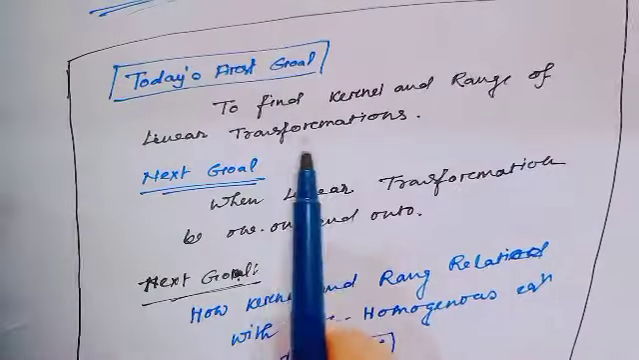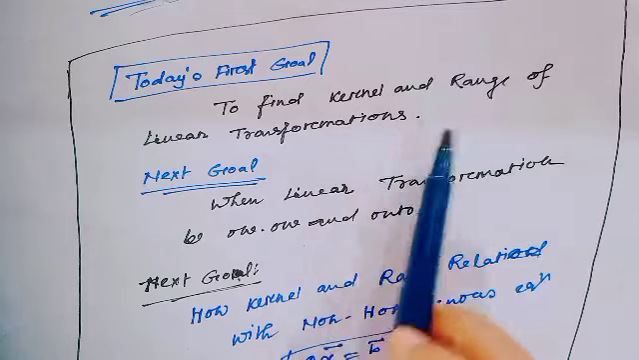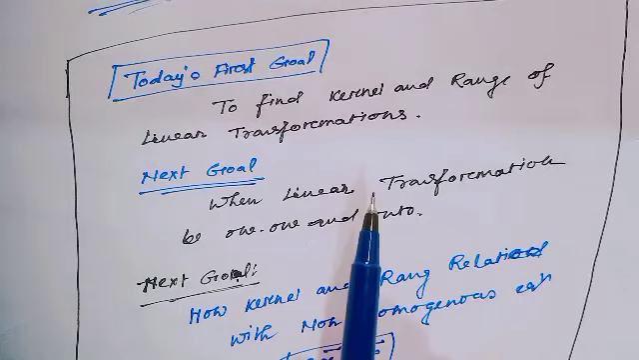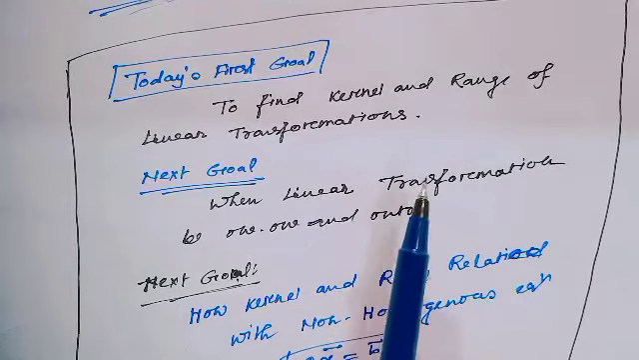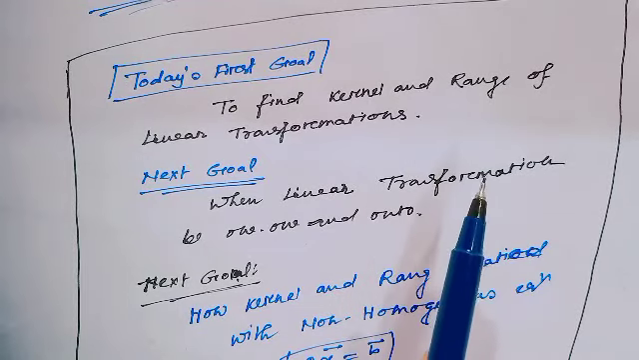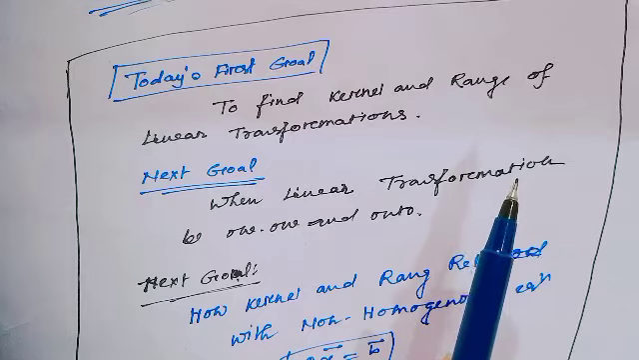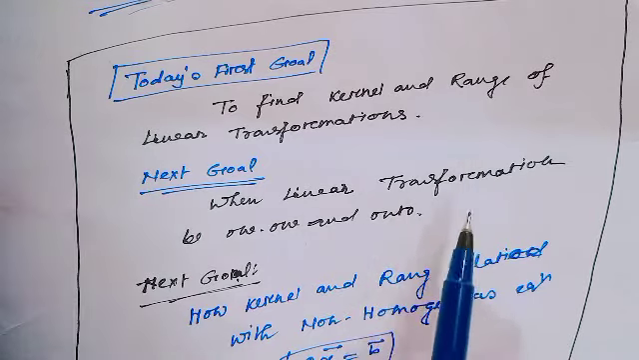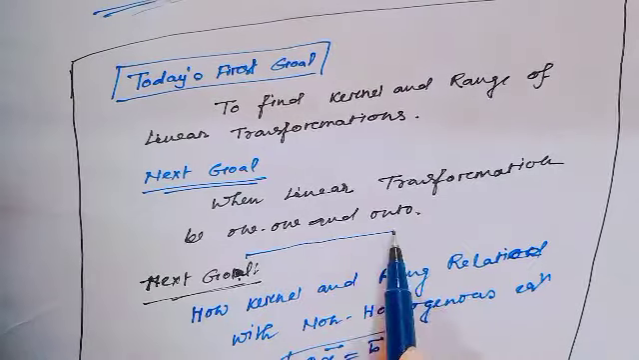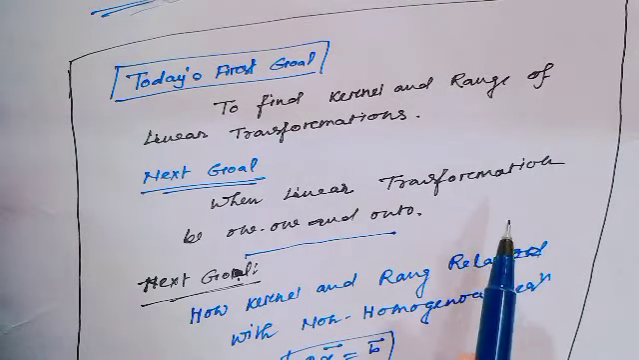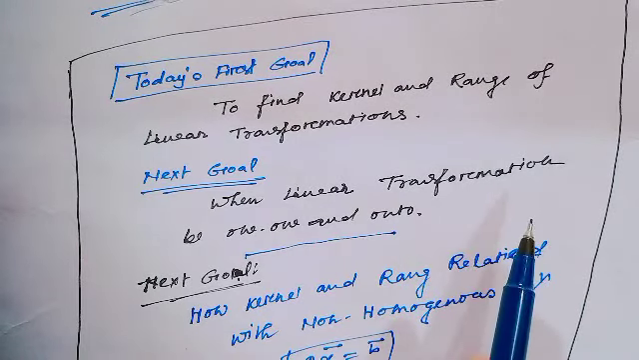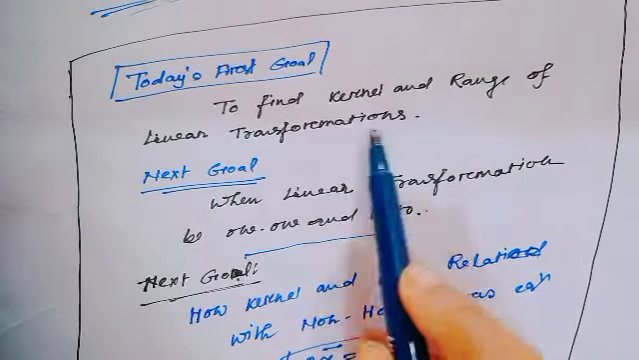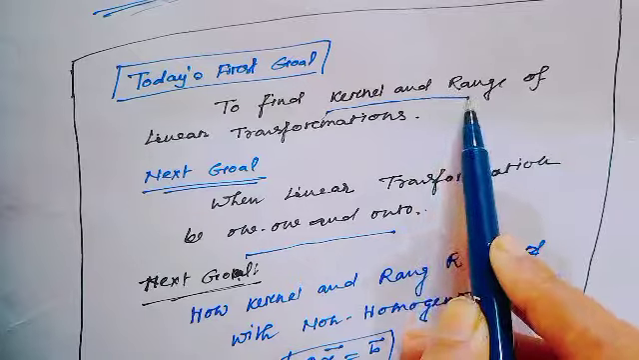Today's goal of this lecture is to find the kernel and range of a linear transformation. That means we will see the new notation, kernel and range of a linear transformation. Then our next goal is when a linear transformation is one-one and onto, because a linear transformation is a function, and one-one and onto are related to this idea of kernel and range.